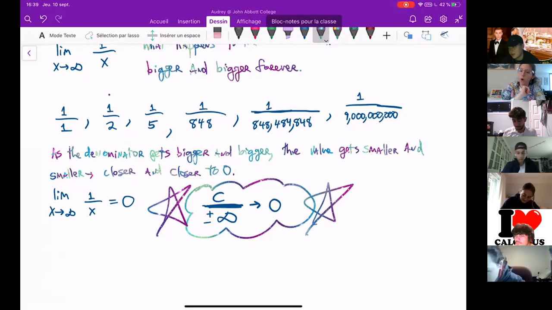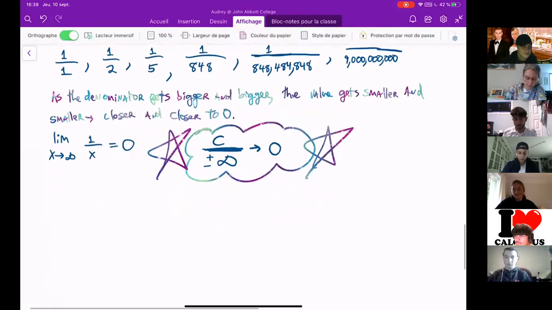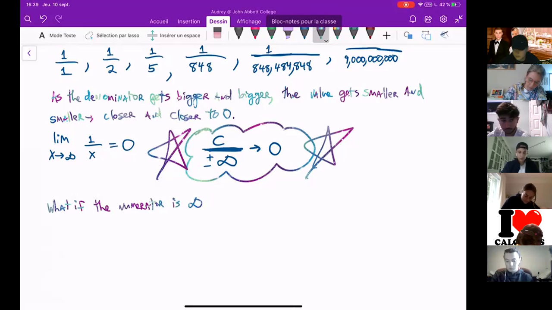There is one exception to this rule. And that exception is similar to the exception that we had with 0 over 0. We were like, division by 0 means infinity. But what if I have 0 on top? What type of form did we call 0 over 0? Indeterminate. So what if, in a similar way, the thing on top here is infinity?